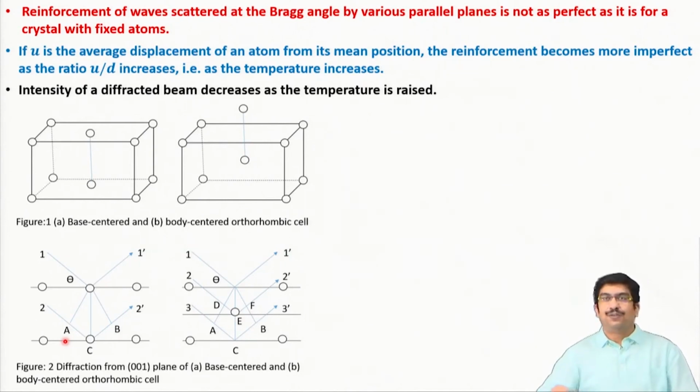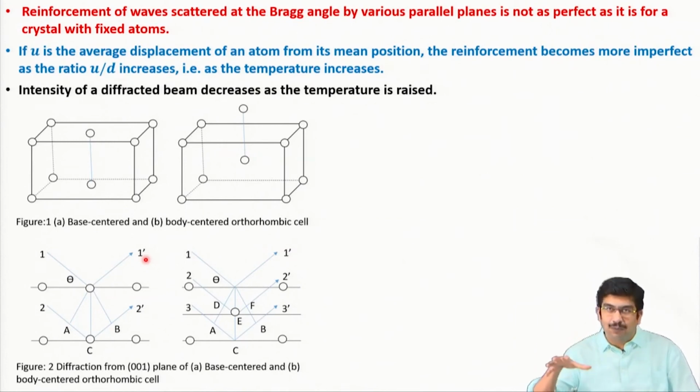Now, if we imagine that due to this thermal vibration, the average displacement of atoms from their mean position is something like u, then the reinforcement of the rays from two different parallel planes will become more imperfect as the ratio u by d increases. That means, if this displacement around the mean position increases with respect to d, the atomic spacing, then the reinforcement will be less and less perfect.